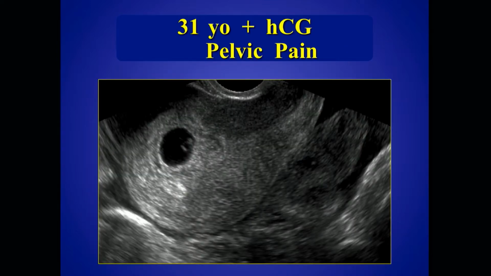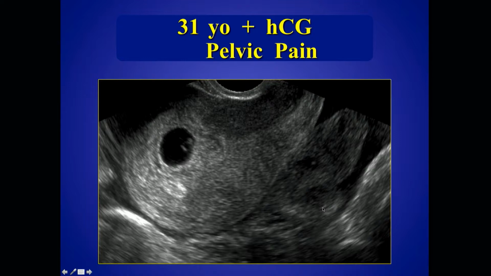One last type that I want to make sure that you guys consider when patients present. Here's a patient who's 31 years of age, positive HCG, pelvic pain. Sagittal view of the uterus shows a well-defined intrauterine pregnancy. We could see a very small embryo. There's a yolk sac, looks pretty good. The only problem with this particular case is if you look behind the uterus, there's a mass.